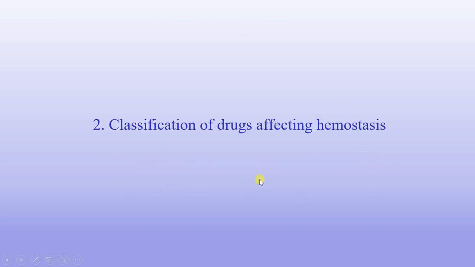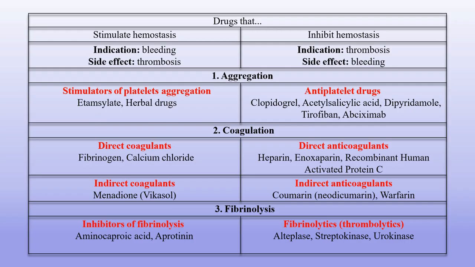The second part of our lecture is the classification of drugs affecting hemostasis. We can classify all drugs and pharmacological groups into two sides. On the left side, you can see those groups and drugs which are stimulating hemostasis, and on the right side, you can see those which are inhibiting hemostasis. In very general terms, those on the left side are indicated for bleeding, and they have the side effect of thrombosis. And those on the right side are indicated for thrombosis and may have the side effect of bleeding.